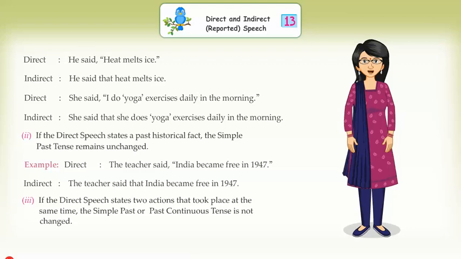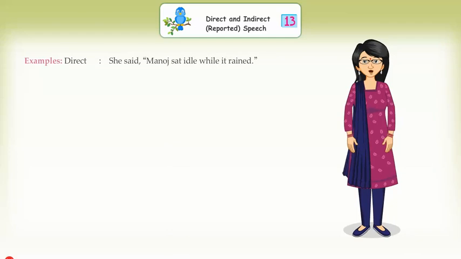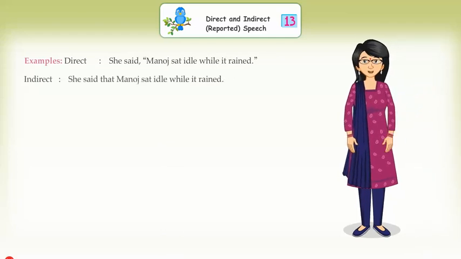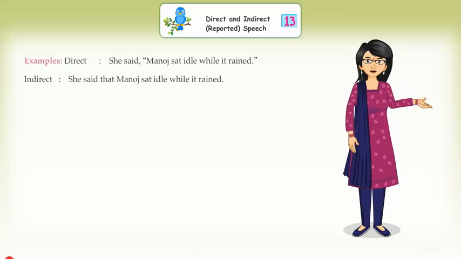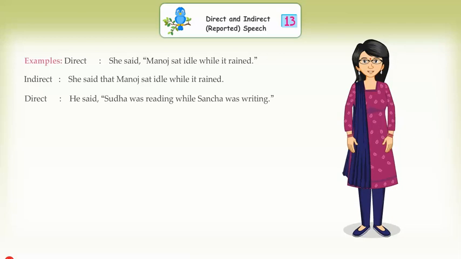3. If the direct speech states two actions that took place at the same time, the simple past or the past continuous tense is not changed. Examples. Direct: She said, "Manoj sat idle while it rained." Indirect: She said that Manoj sat idle while it rained. Direct: He said, "Sudha was reading while Sancha was writing." Indirect: He said that Sudha was reading while Sancha was writing.